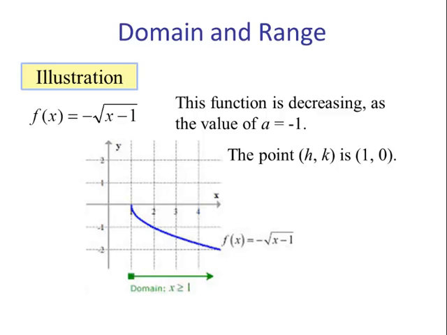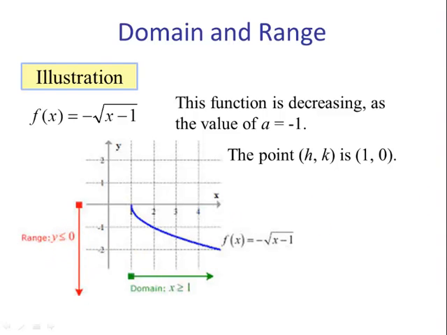The range, if you recall, are the possible y values. For this example, we don't have any positive y values. 0 is on the graph, and all negative y values will have a spot on this graph. So we say that the range is y is less than or equal to 0. All negative numbers and 0. Or we can say f of x is less than or equal to 0.